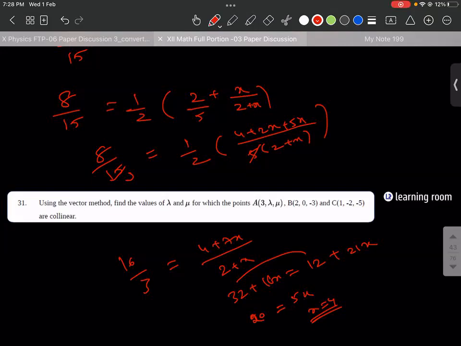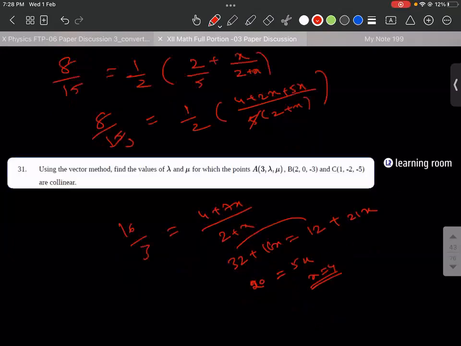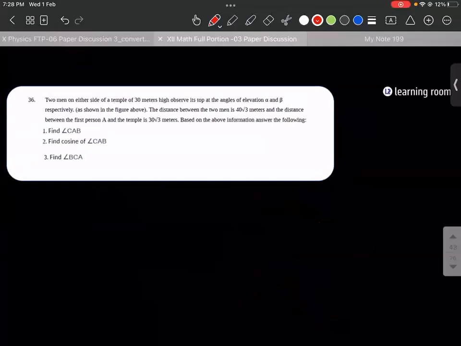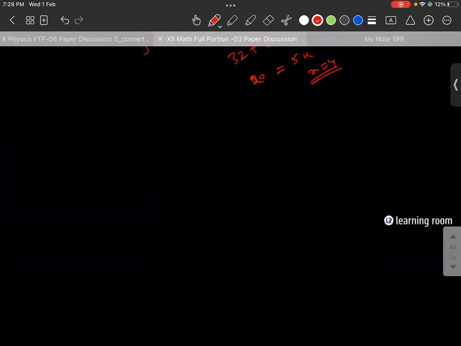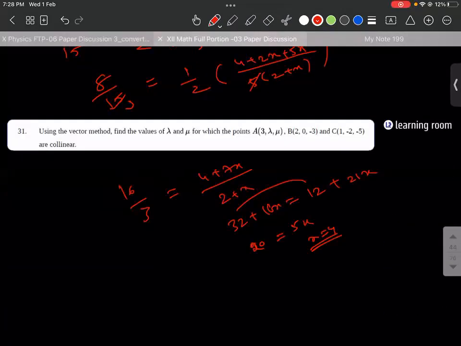Yeah. So 31, using the vector method, find the values of lambda and mu for which the points are collinear. So how to solve this? What will you do?